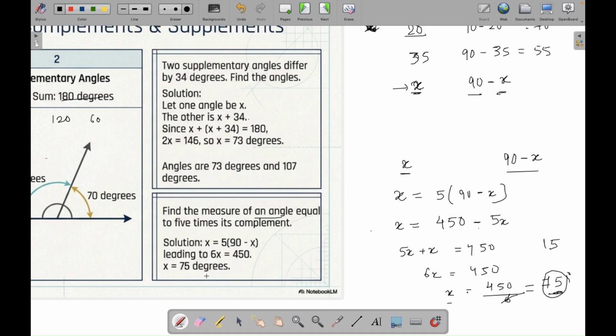And then you can check the answer because the question says find the measure of an angle equal to 5 times its complement. So the complement is 15. So the angle is 5 times 15, right? Which is 75. Okay.